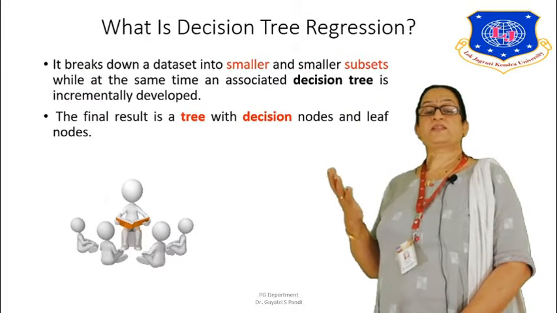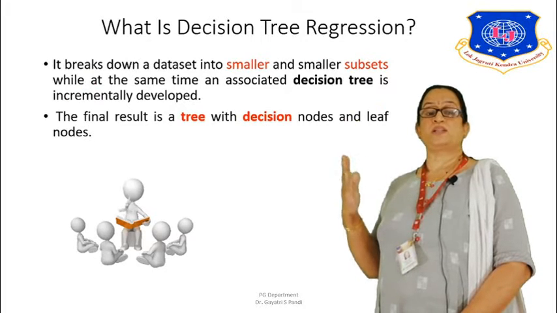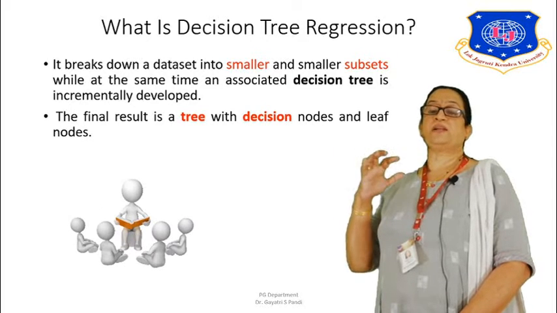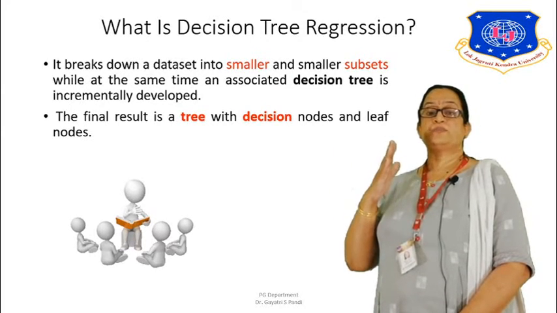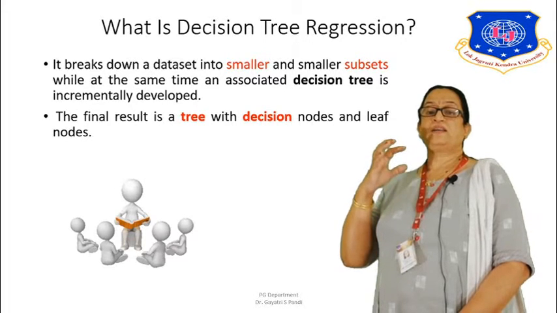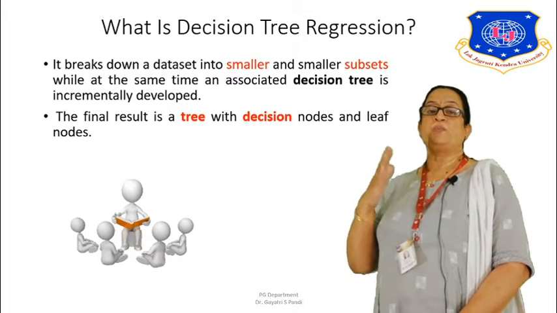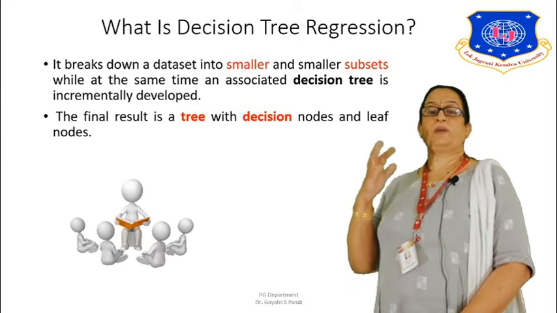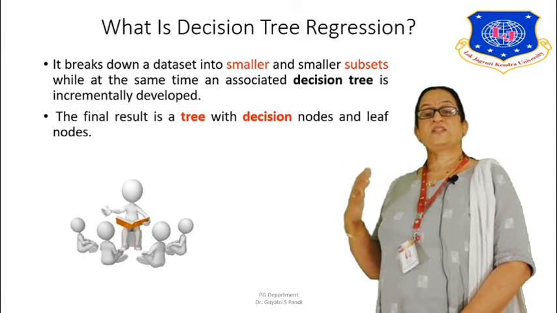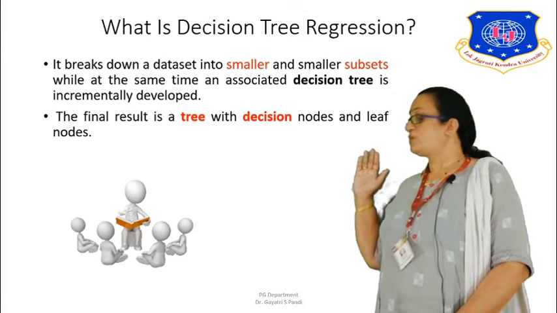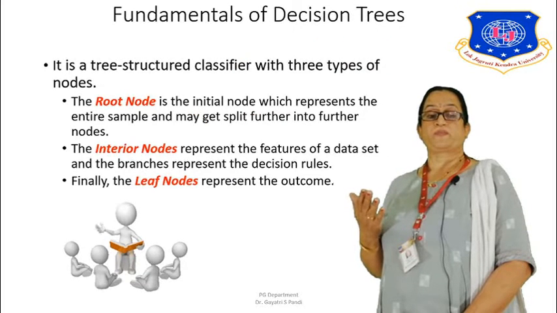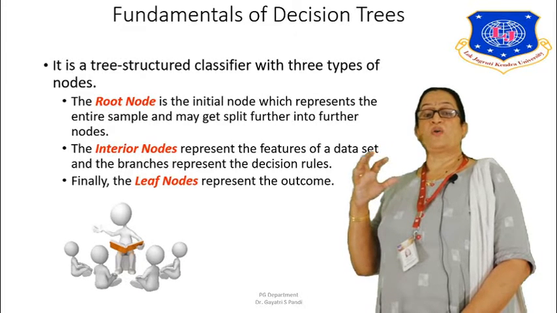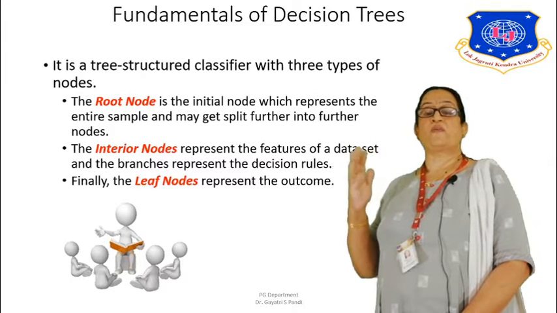Now it basically breaks down the data set into smaller and smaller subsets, while at the same time an associated decision tree is incrementally developed. So the data set is broken based on certain features and an incremental approach is followed to build the tree. A binary recursive algorithm could be called to build a tree. So the final result is basically a tree with decision nodes and leaf nodes. So a tree structure basically has various types of nodes. These are basically the fundamentals of the decision tree.